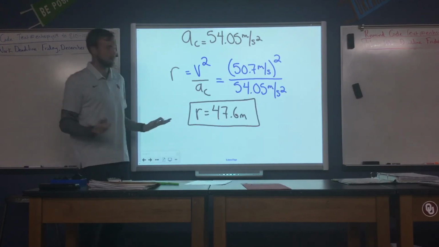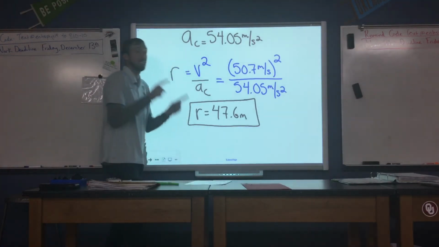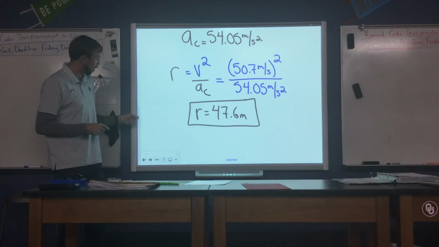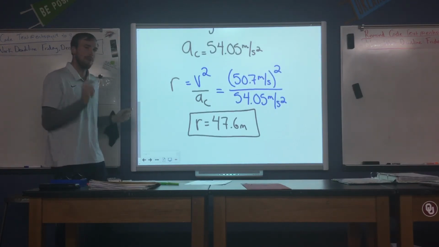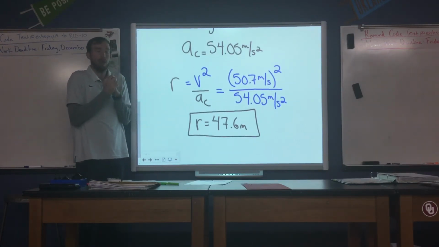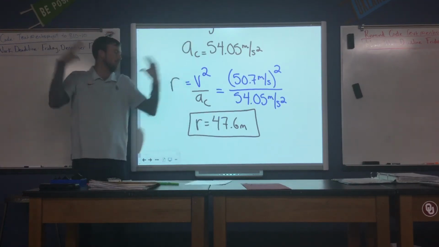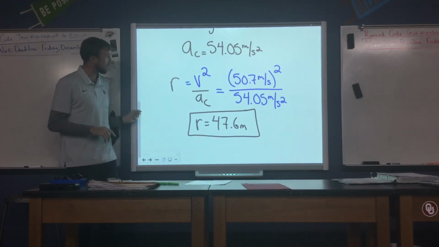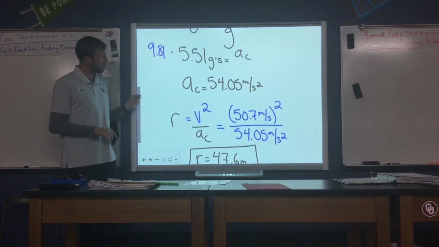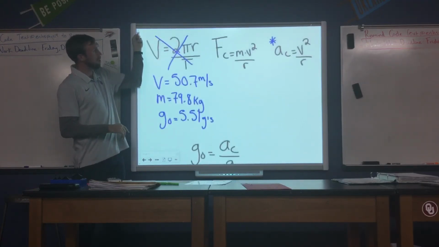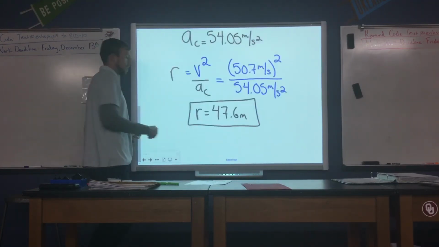Now, the problem says, what is the minimum radius? How do we know this is the minimum? Well, the problem tells us that the maximum g-force is 5.51 g's. So imagine if we were to all of a sudden make our radius bigger than this value, larger than 47.6. Well, look at our equations, right?